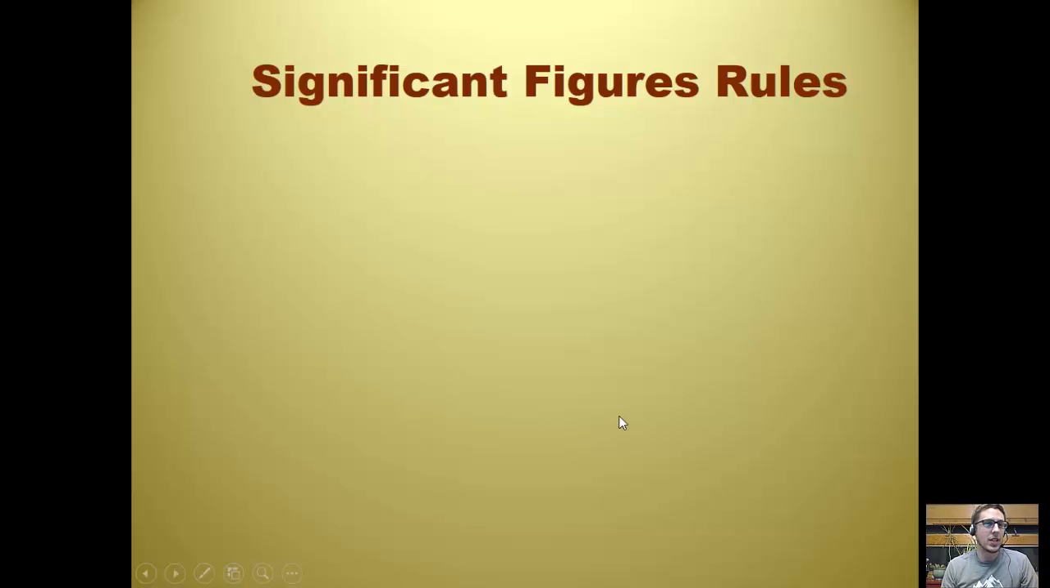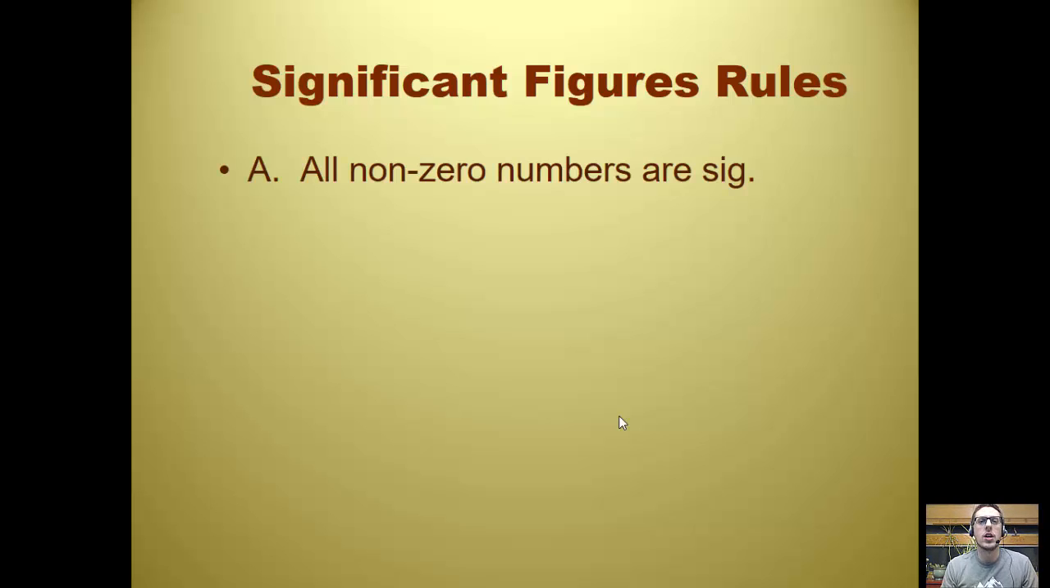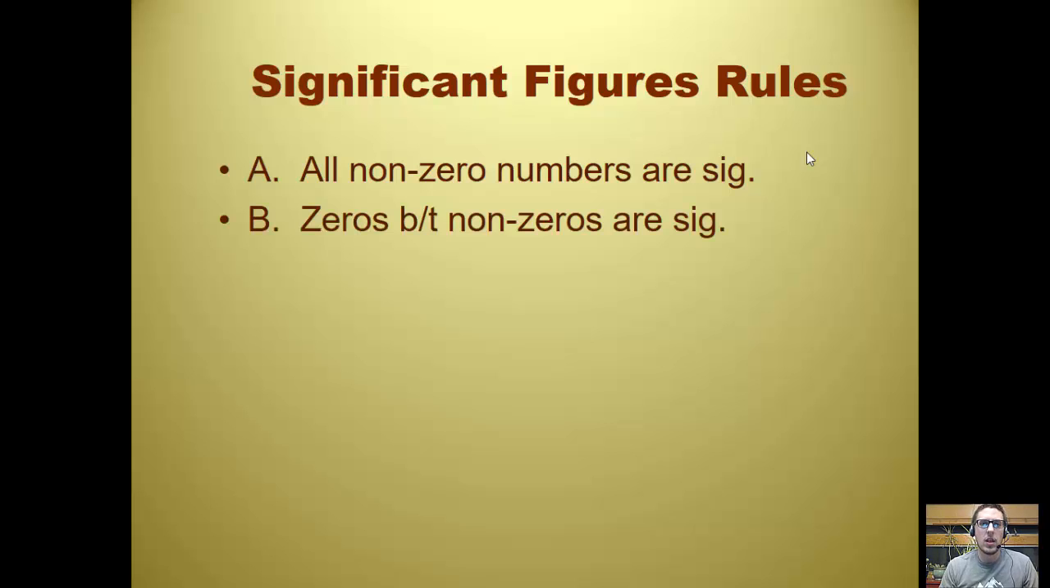So let's talk about these rules. I'm first going to go through the actual rules, and then I'm going to talk about how I, in particular, figure them out. So the first rules. All non-zero numbers are significant. So 7, 8, 9, 4, anytime you see one of those, that's a significant number. If you have two non-zeros, so if you had 104, this is a significant zero because it's between two non-zero numbers.